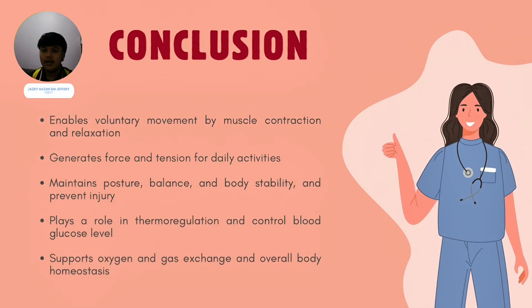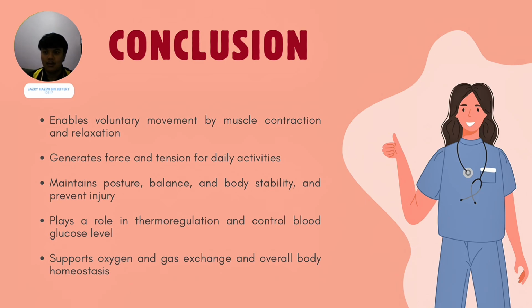In conclusion, the human muscular system plays a vital role in voluntary movement by contracting and relaxing to generate force and tension. It helps maintain posture, balance, and body stability while also preventing injury. Beyond movement, muscles contribute to body temperature, glucose maintenance, and blood circulation.